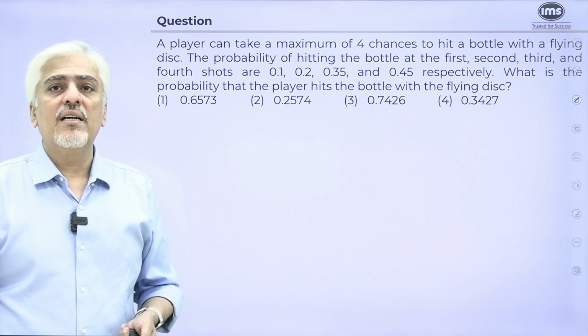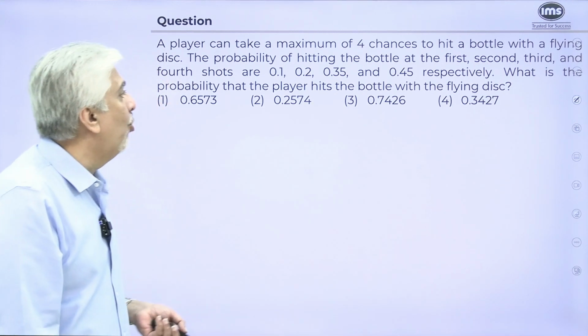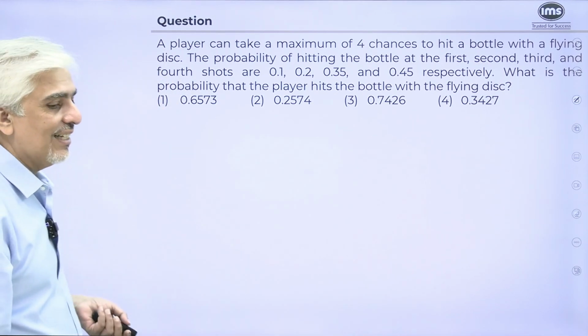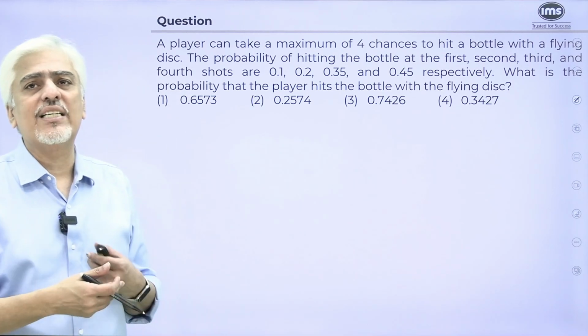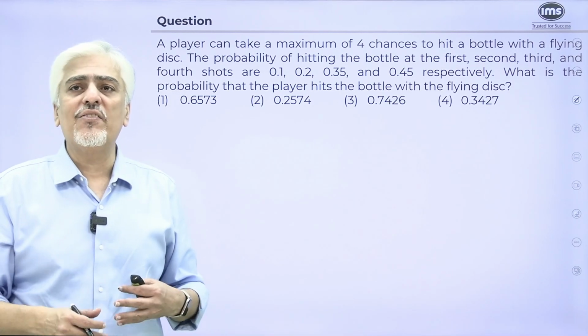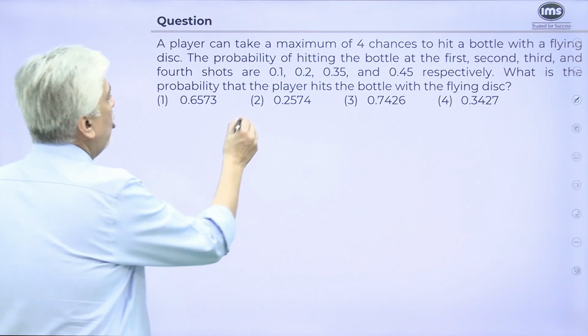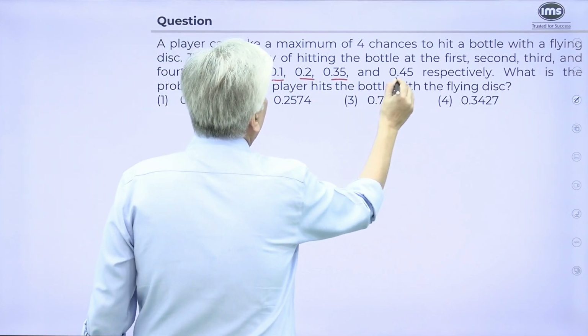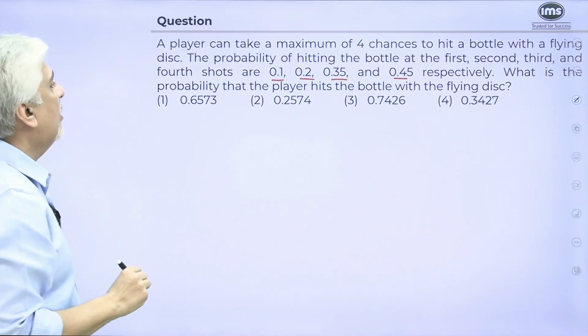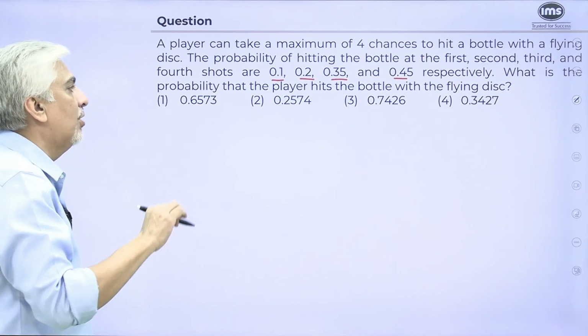Next one. A player can take a maximum of 4 chances to hit a bottle with a flying disc. So he's got a flying disc which he's going to throw and he has to hit a bottle. The probability of hitting the bottle in the first, second, third and fourth shots are 0.1, 0.2, 0.35 and 0.45 respectively. What is the probability that the player will hit the bottle?